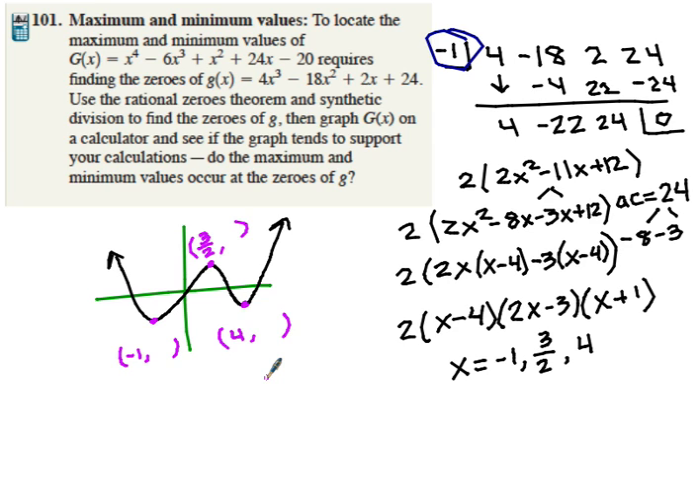if you find the minimum values, you should see that the x value is -1. If you find the maximum, it should be at 1.5 or 3/2. And then the other minimum should be at 4. Okay, so that's what we're going to take a look at today.